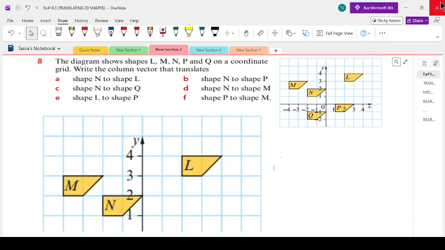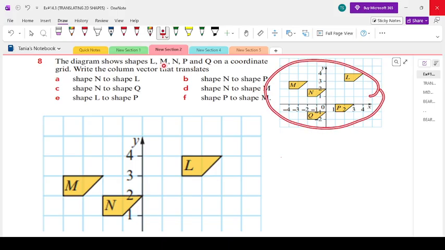Now we are starting question number 8 of exercise 14.3 of your book. So what the question is saying, the diagram shows shapes L, M, N, P and Q on a coordinate grid. This is a given figure from the question. This is a coordinate grid and the figures L, M, N, P and Q are on the coordinate grid.